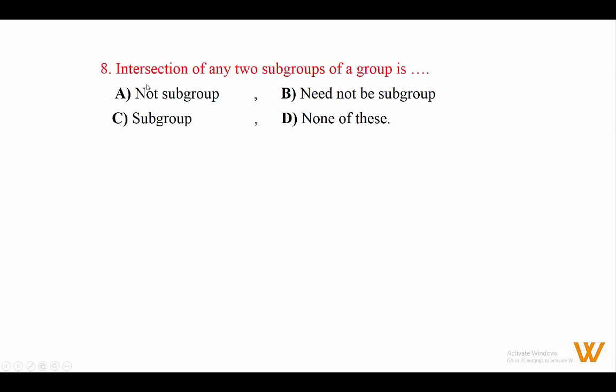8. The intersection of any two subgroups of a group is a subgroup. Answer is option C, subgroup. The intersection of any two subgroups is a subgroup.